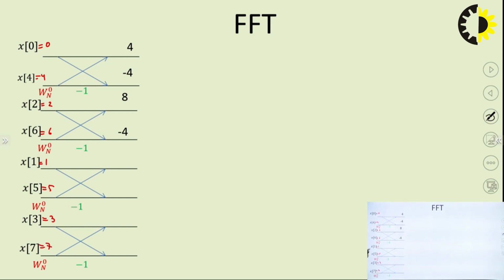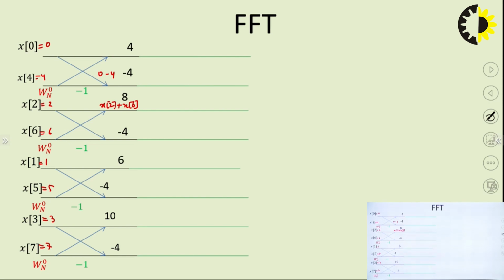So if I compute at this point, it was 0 plus 4. Here it will be 0 minus 4. Similarly, at this stage, it will be x of 2 from the lines plus x of 6, but the indices are the numbers, so it becomes 2 plus 6. It gives me 8, and similarly we get a minus 4 here. We can go on and compute the first stage, and the values are like this.